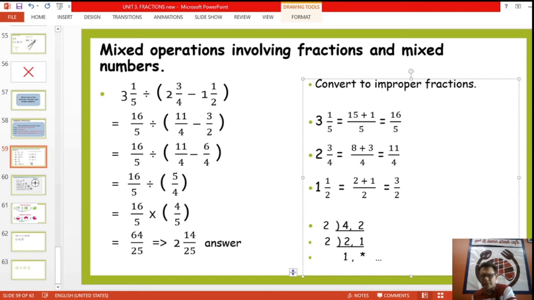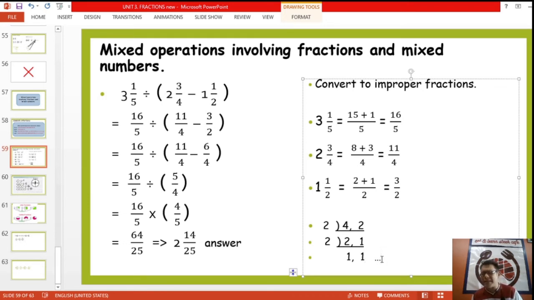Okay? Sorry. Hold on. 2 divided by 2 is 1. And, of course, you just have to bring down that 1 there. It's already 1. Okay. So, what will be our LCM?